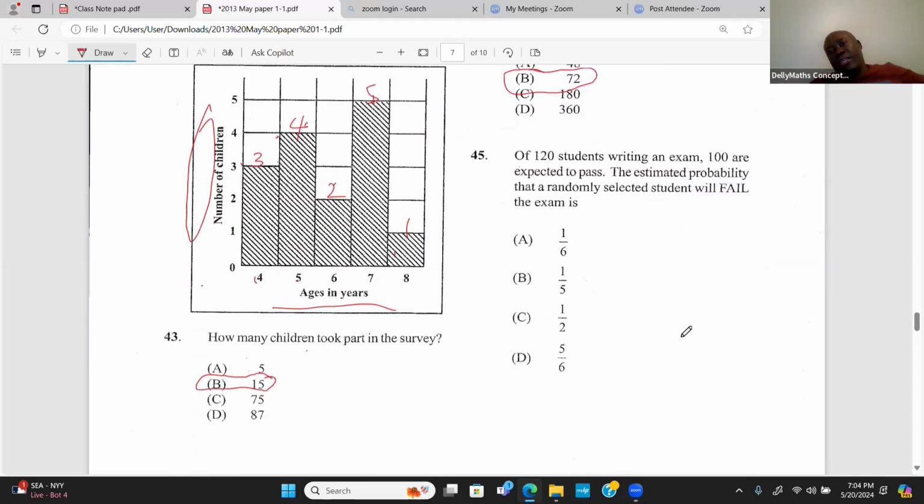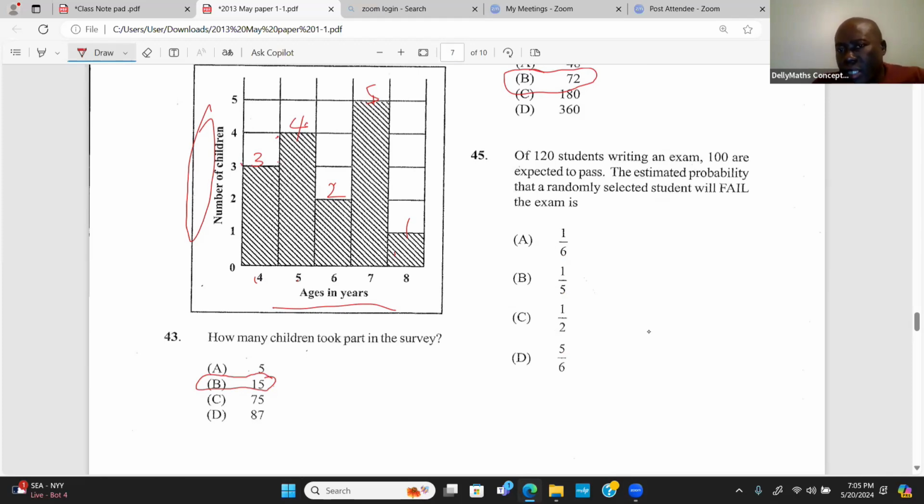Of 120 students writing an exam, 10 are expected to pass. The estimated probability that a randomly selected student will fail is what? Take a look at what they said.